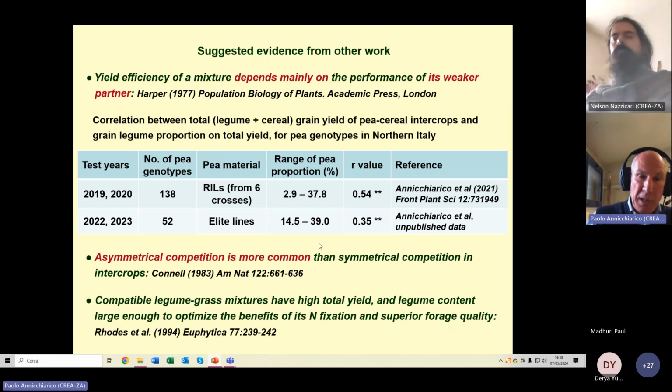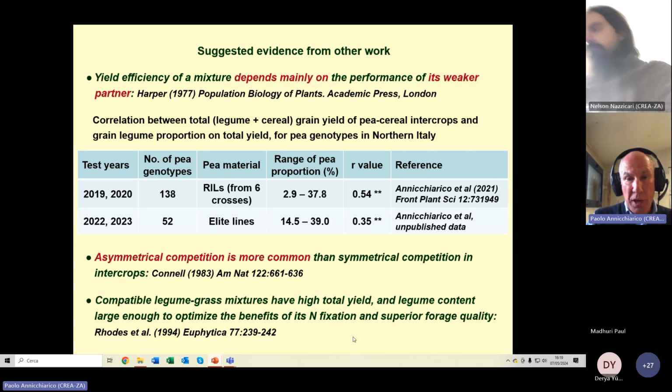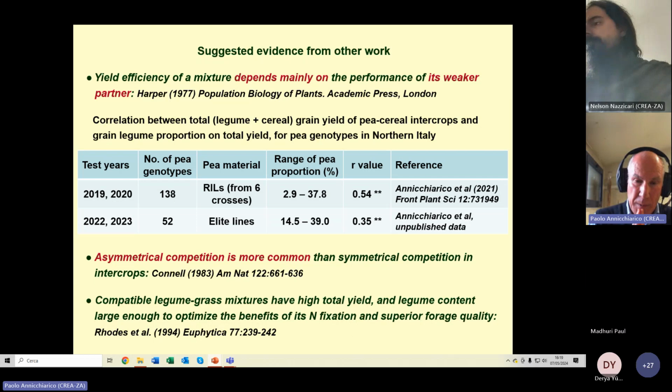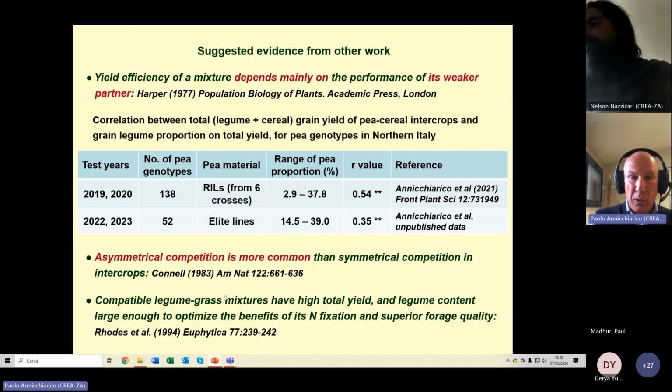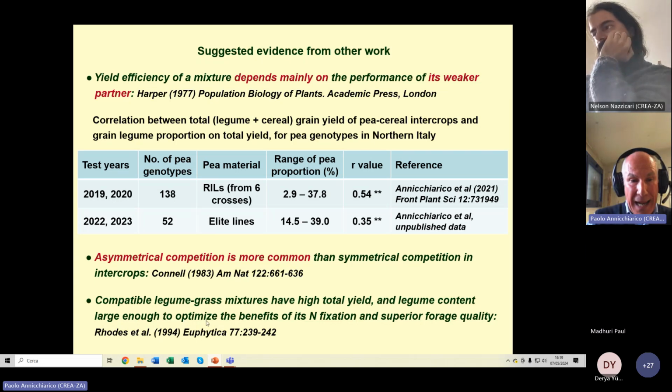Then, Connell, considering many experiments, including material in the wild, concluded that asymmetrical competition is more common than symmetrical competition, where symmetrical means a balanced mixture in intercrops. So what we saw for white clover is really pretty common. There is normally one species that is at competitive disadvantage. And Ian Rose had in mind forage crop mixtures. He was a breeder of white clover and concluded that compatible legume grass mixtures should have a high total yield and legume content large enough to optimize the benefits of its nitrogen fixation and superior forage quality. So already starting from the standpoint that normally the legume is at competitive disadvantage.